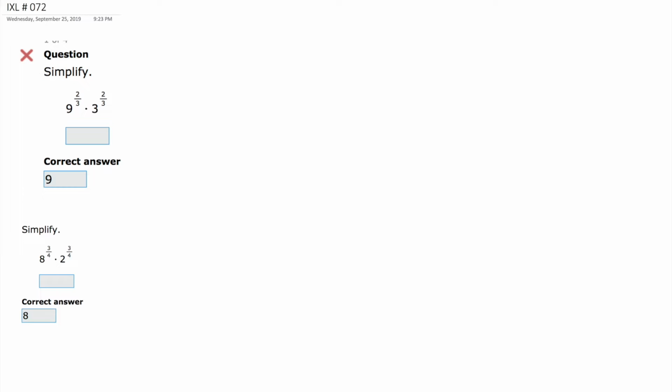Okay, so you gotta simplify these problems with exponents here. So you have 9, 9. Well, first of all, let's talk about multiplying with exponents. So like, can you do 3 squared times 4 squared? No, it's not, because in order to multiply with exponents, the bases have to be the same.